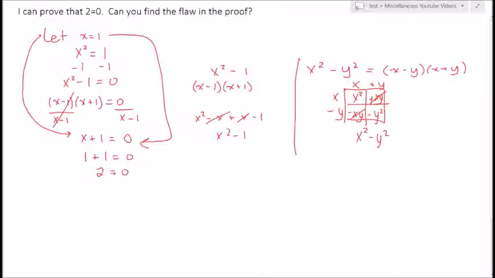I propose to you a challenge, and that is to find the flaw in this proof. We obviously know that 2 does not equal 0, so there must be something wrong with one of my steps.